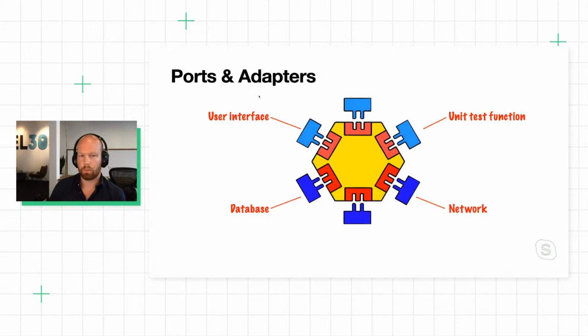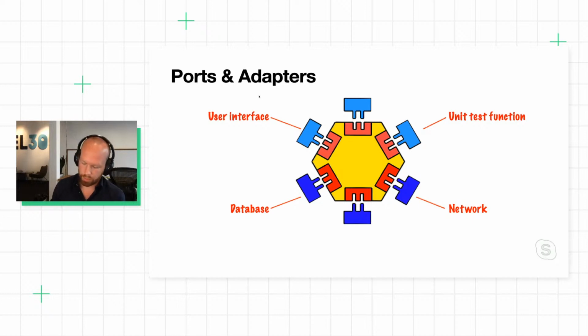So this is something that we often see. At the top left, you could implement a primary adapter as a user interface element. Like, okay, the user presses some button and we're going to call core logic. But you could also use a unit test function for that. And at the bottom, you can implement the secondary adapter as a database or a network call.